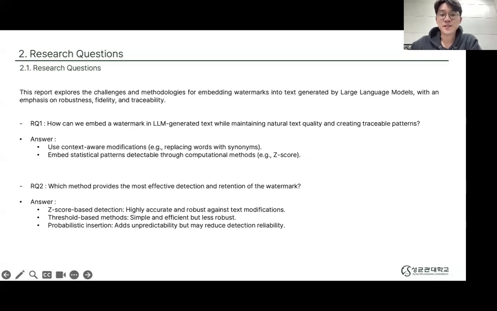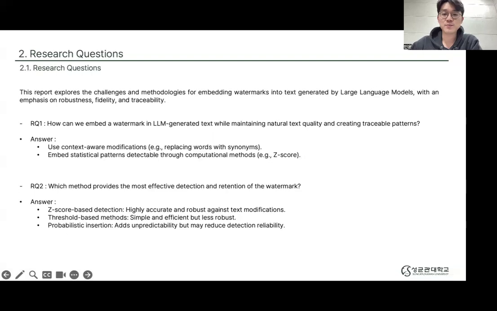Our study is guided by two fundamental research questions. First is, how can we embed a watermark in LLM-generated text while maintaining natural text quality and creating traceable patterns? To address this, we utilize context-aware modifications such as replacing words with synonyms that preserve semantic integrity. Additionally, statistical patterns like those based on z-scores ensure the embedded watermarks are traceable.